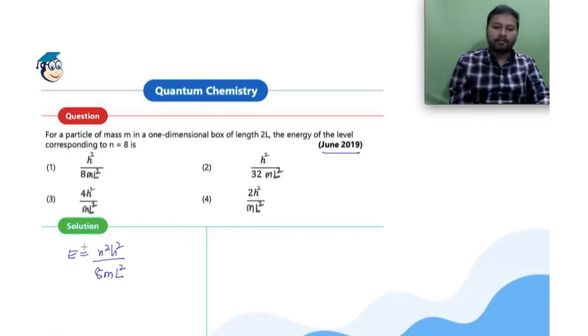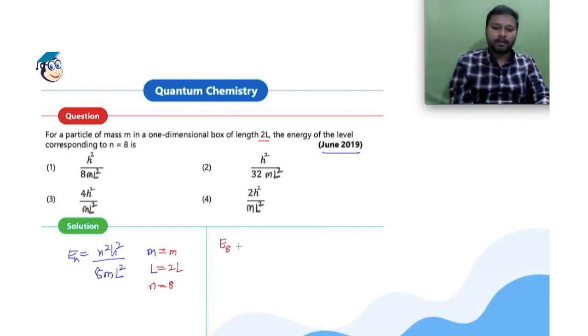This formula applies if the mass is given as small m and the length of the box is taken to be capital L, and n is the energy level we are talking about. Since in the question we are given the values, we'll substitute them. We have to put L equals 2L, n equals 8, and m stays as it is. So we just substitute all the values.